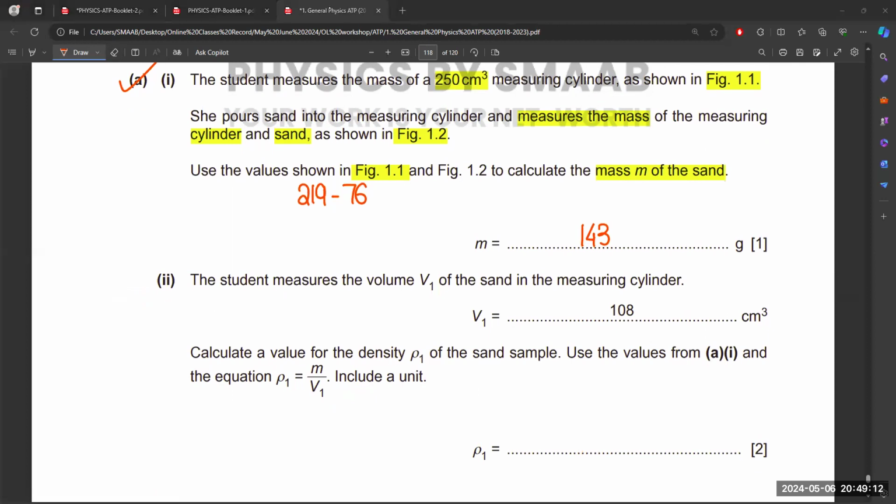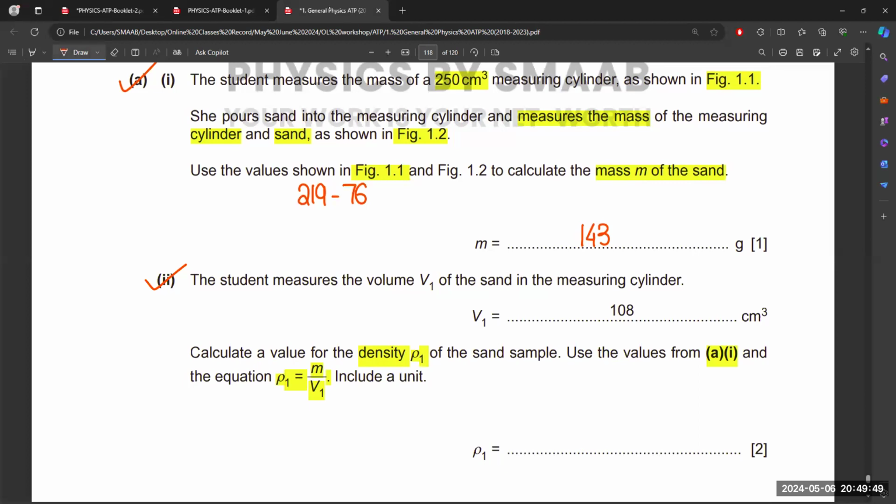Okay. So now the student measures the volume V1 of the sand in the measuring cylinder. So V1 is already given. Calculate the value for the density 1 of the sand sample. Use the values from part A1 and use this equation. Now you can see the formula is already given for you. So you just need to use this information for your calculation, and you have to find out density.